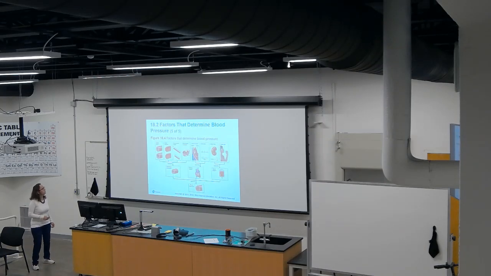So this is a summary of all these factors that determine blood pressure, your radius of your blood vessel. So here's the lumen, the central area of your blood vessels. So if it's reduced, you increase your blood pressure. If it's increased during vasodilation, you decrease your blood pressure.